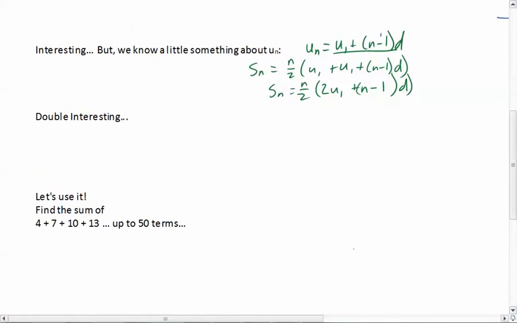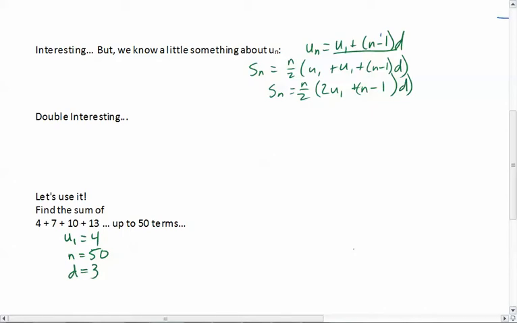All right, so here we go. Let's find the sum of 4 plus 7 plus 10 all the way up to the 50th term. Well, we know a couple of things right off the bat. U1 is 4. We know how many terms we're looking for. We want to add up 50 terms. Now, imagine this, instead of being a sum for a minute, as being a sequence. 4, 7, 10, 13. Can you see the common difference? It should be d equals 3.